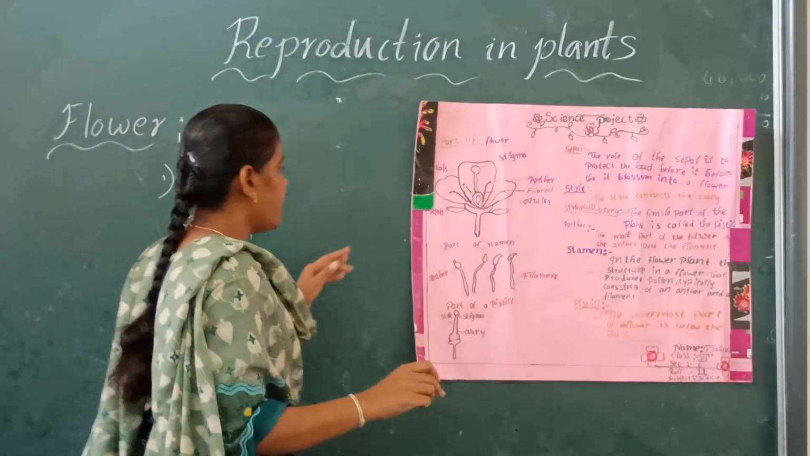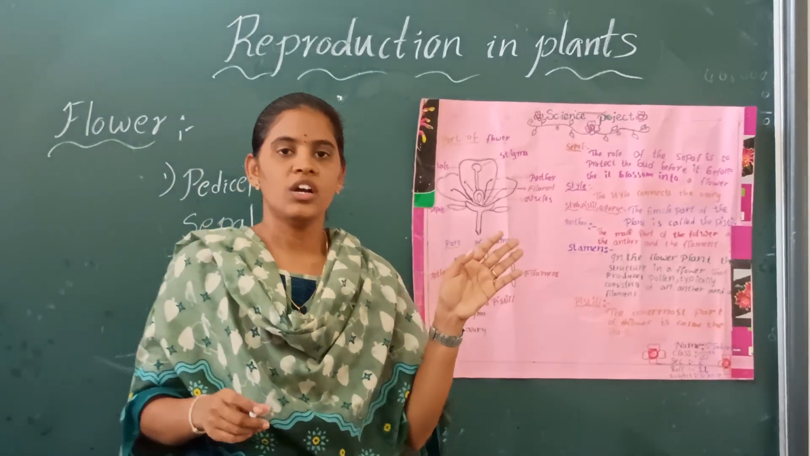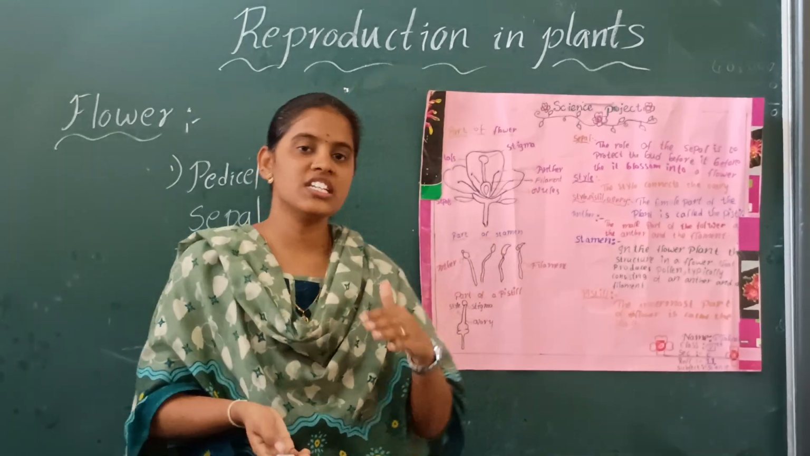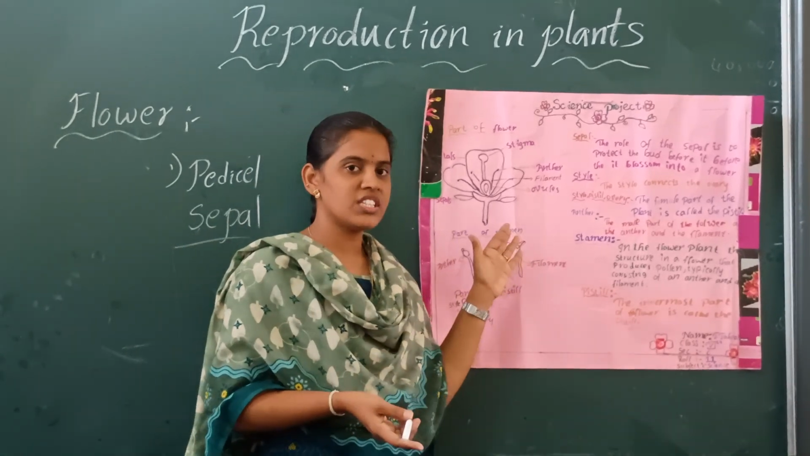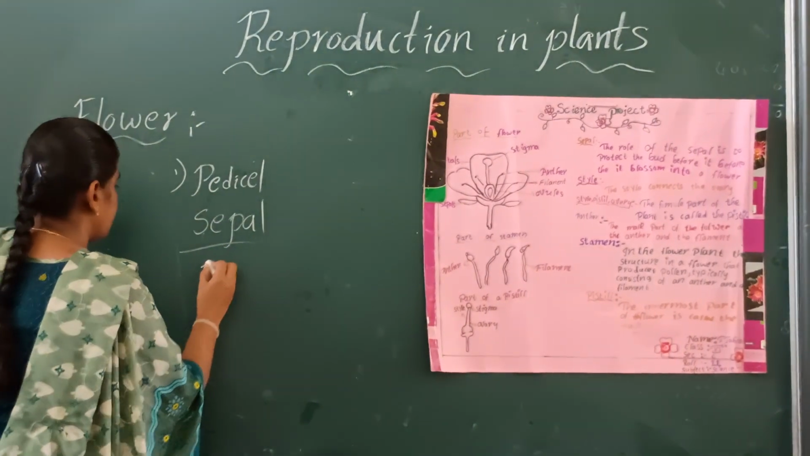See here, the sepal is green in color. The sepal helps protect the flower from bird attacks. The flower is protected from birds with the help of the sepal. Now I am explaining about petals.